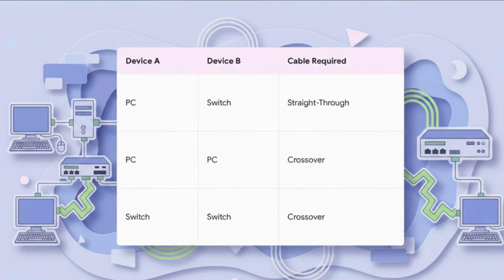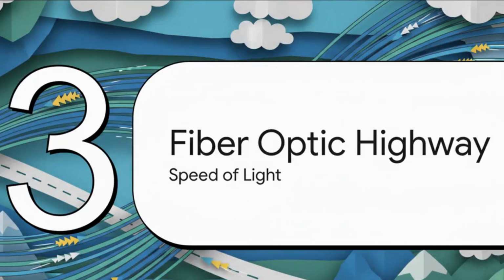But when you want to connect similar devices directly together, like a PC directly to another PC or a switch to a switch, they physically require a crossover cable to manually reverse those wire pairs. Otherwise, they just can't hear each other without a hub sitting in the middle managing all that traffic. Which brings us to Section 3, the fiber optic highway, speed of light.